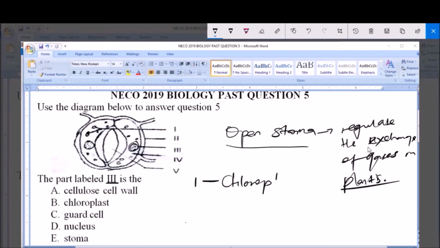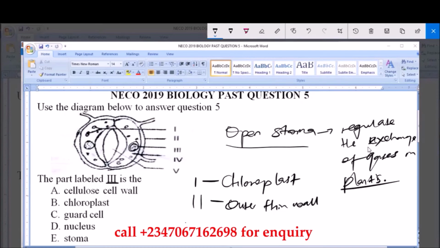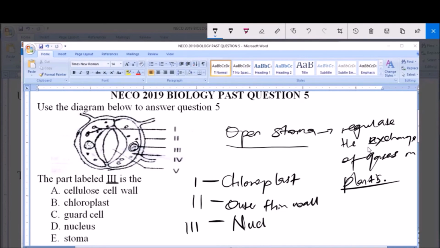Labeling this diagram, I represents the chloroplast. These are the chloroplasts. II represents the outer thin wall. Look at it. Now, III, which is 3, represents the nucleus, and this is what the question asks for: the part labeled III is known as the nucleus.